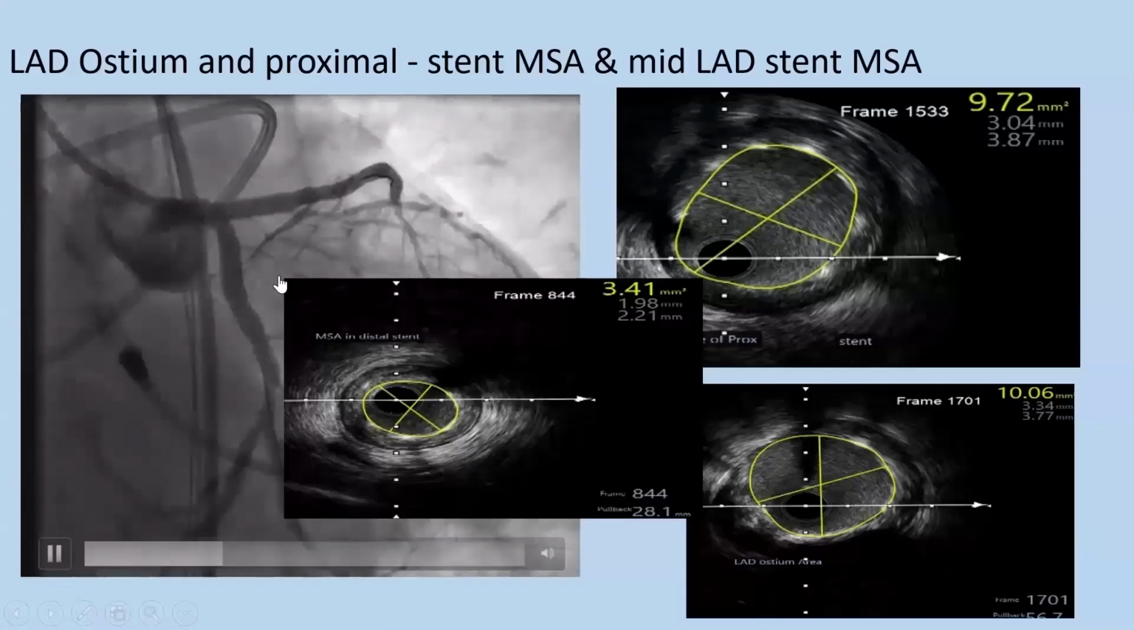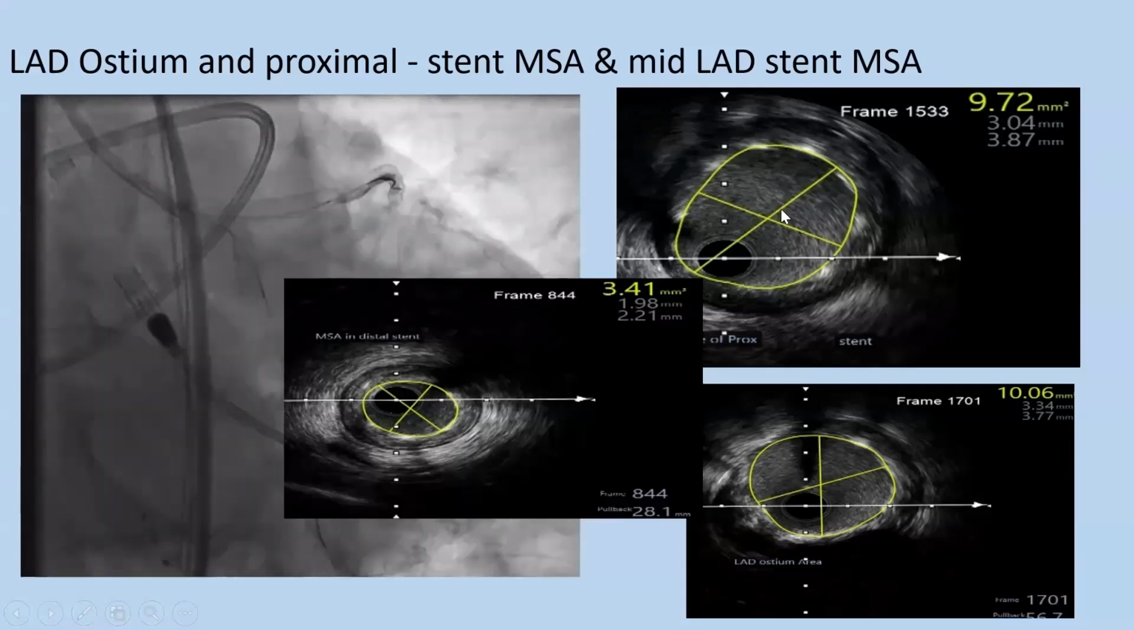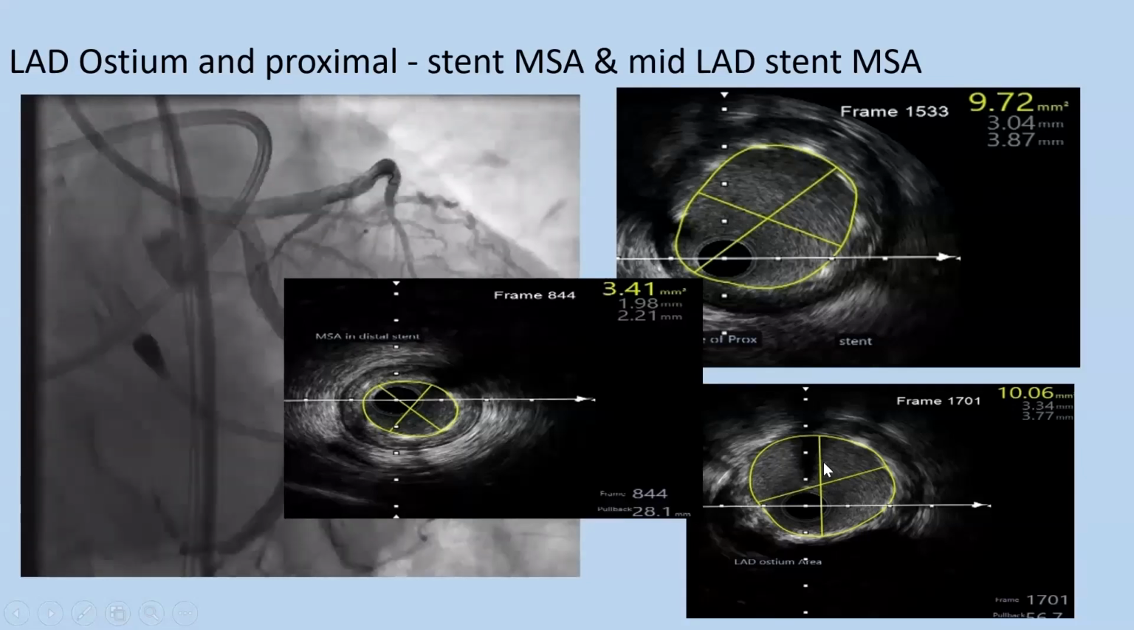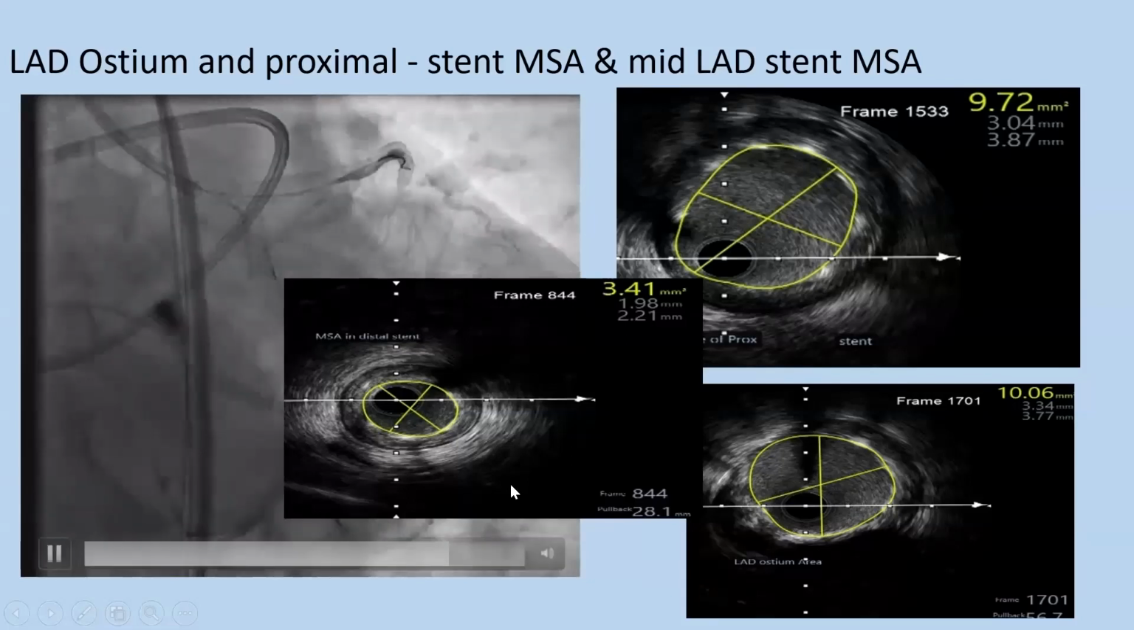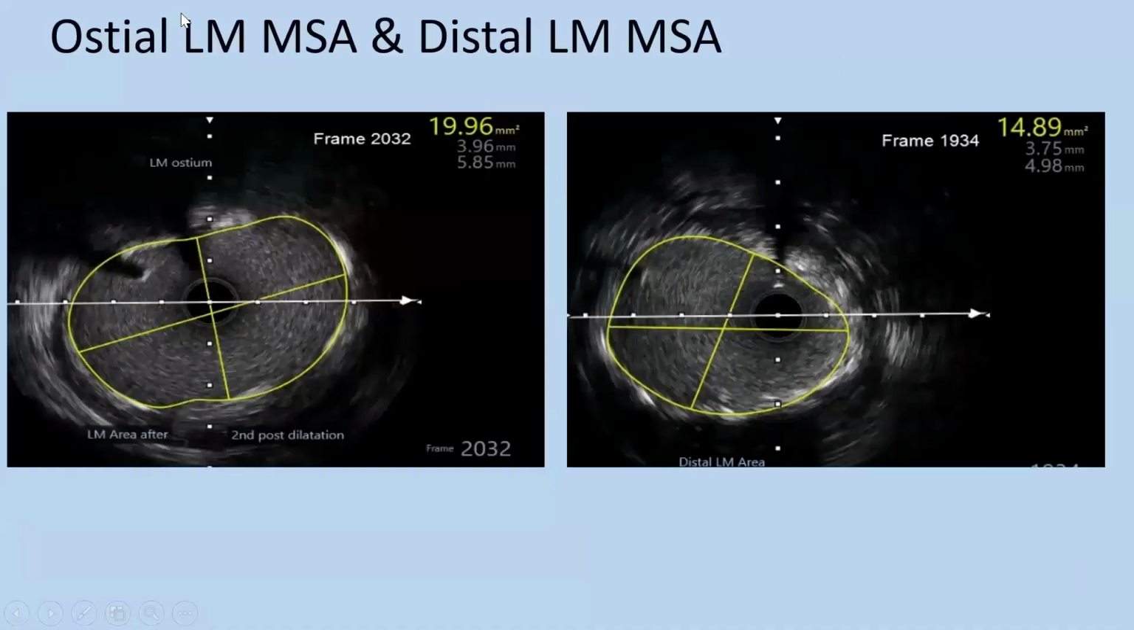And you can see the left main post PCI. And here we could see the area in the ostium of the LAD is 10.06, the distal LAD is 3.4, and the proximal mid LAD is 9.7 square millimeters. In the ostial left main we have an area of 19.96, and the mid left main is 14.89, which clearly shows we've achieved very adequate MSAs, which gives very good long-term results. So HD-IVUS is again a very useful imaging modality to assess post-optimization after left main stenting.